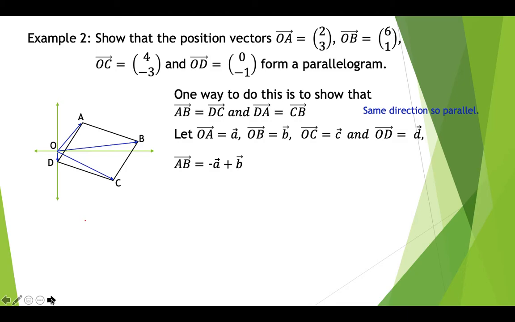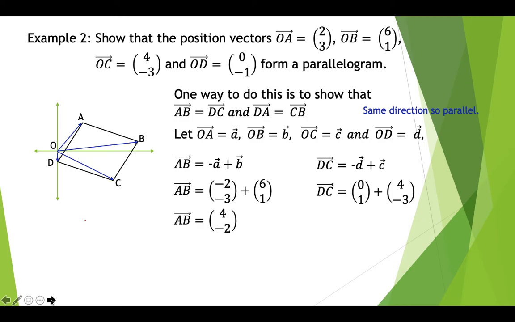So we can see AB is negative A plus B. When we put the values from our given position vectors, we have AB is going to equal (4, -2). Do the same with DC, and we can see that DC also equals (4, -2).